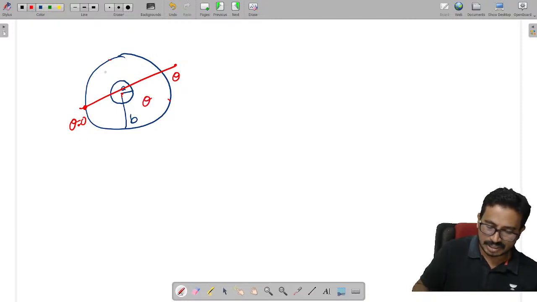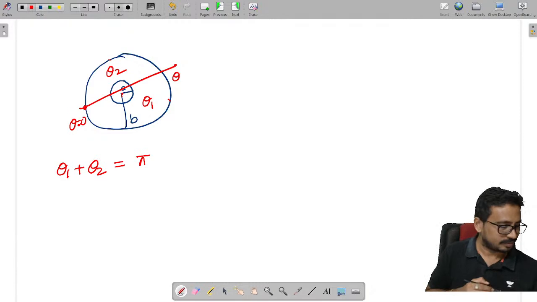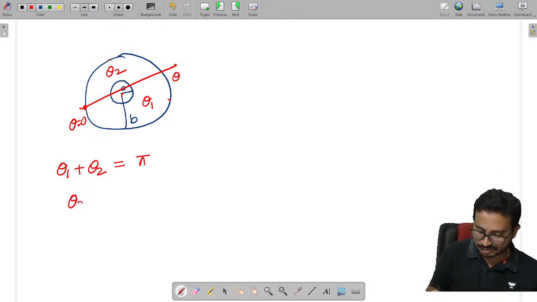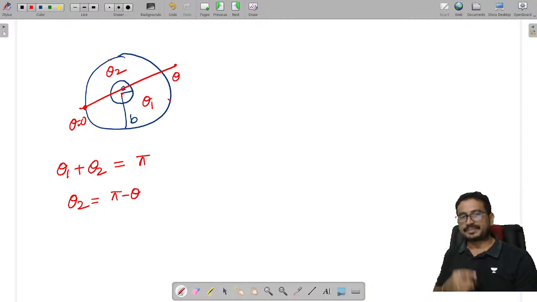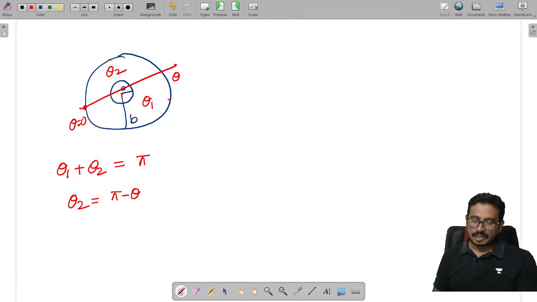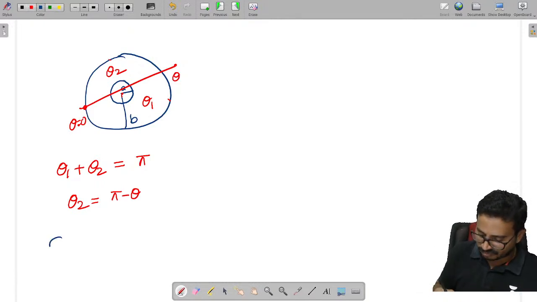This part is theta, and this part, let us say theta 1, this is theta 2. What is theta 1 plus theta 2, tell me? It is equal to pi. And theta 2 is equal to pi minus theta. Now you tell me the capacitance, what should I write? What is the basic formula of capacitance, you tell me?